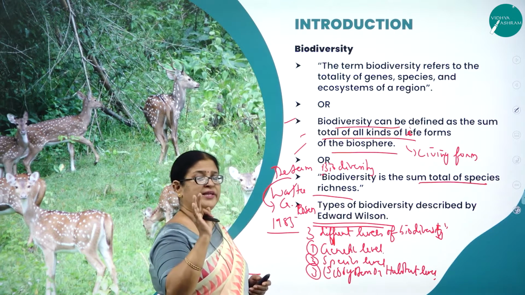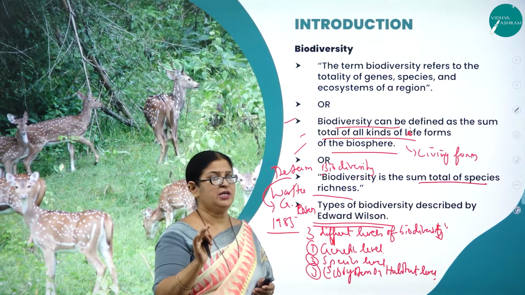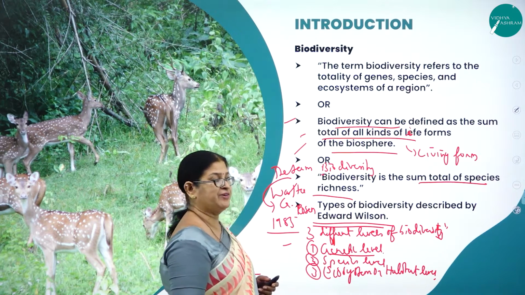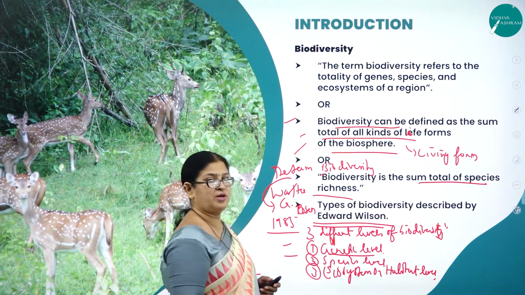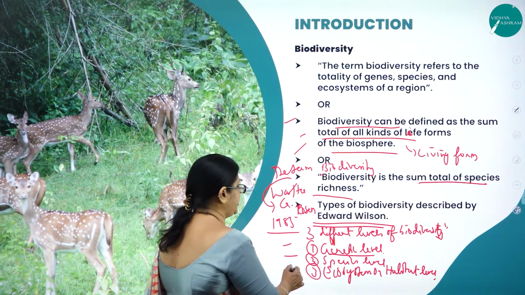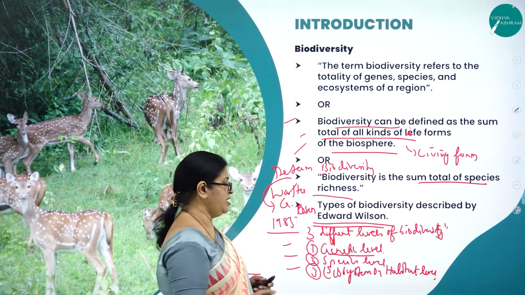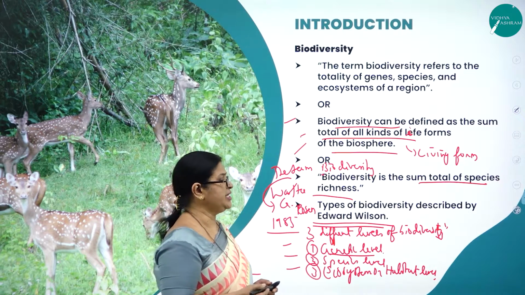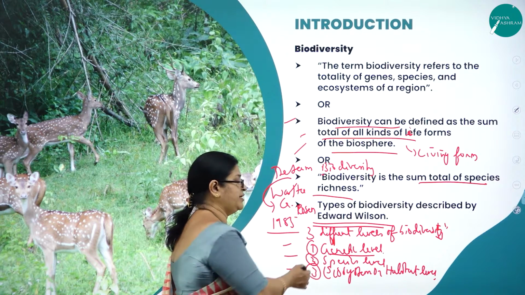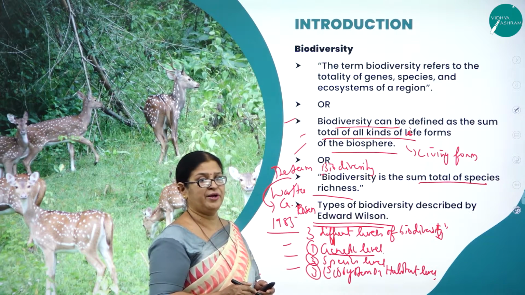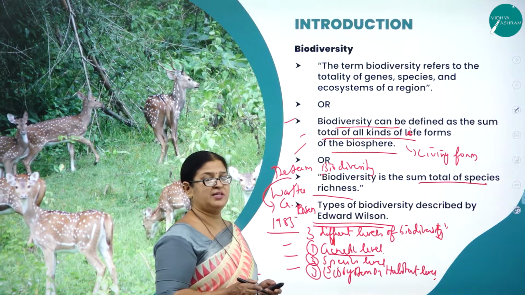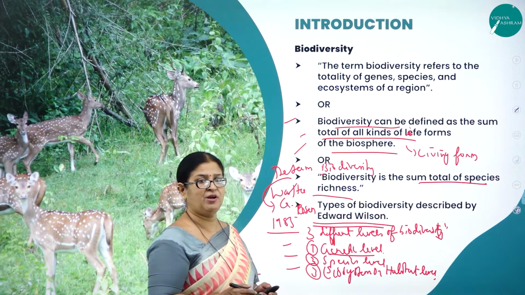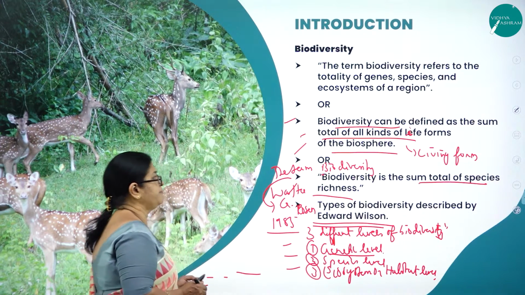So there are 3 levels of biodiversity. What are the 3 levels? First one is called genetic level of biodiversity. Then the second one is called species level of biodiversity. And the third one is called ecosystem or habitat level of biodiversity. Now let us study one by one what is genetic level of biodiversity, what is species level of biodiversity, and ecosystem or habitat level of biodiversity.